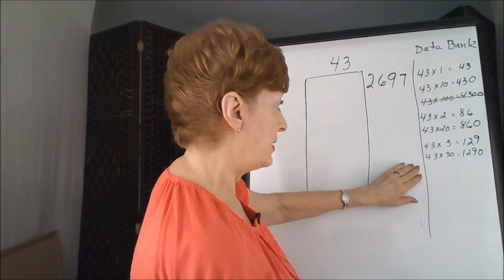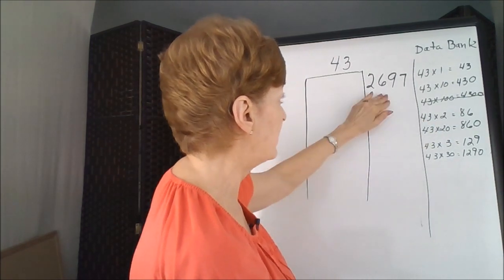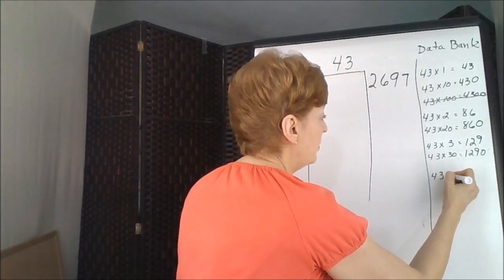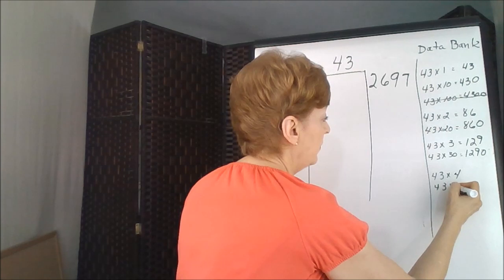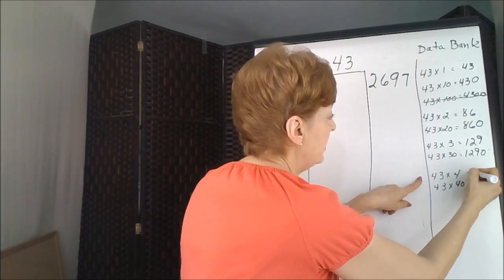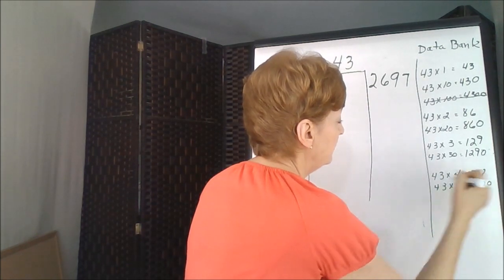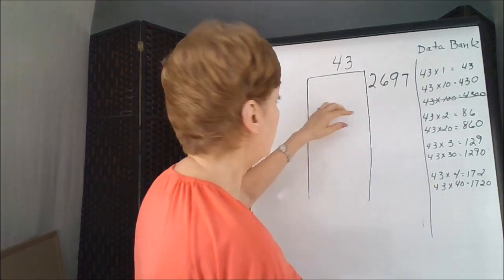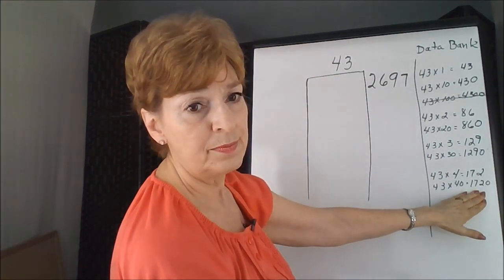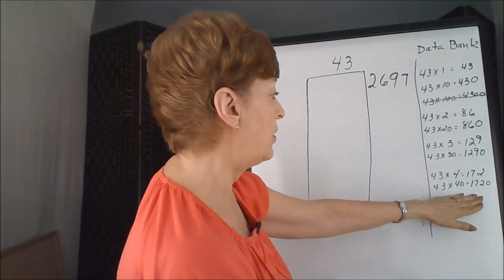I can see that I still need some room here because the 1290 is still quite far from the 2697. So let's do one more, 43 times 40, and we would get 12. Carry 1, 16 and 1 is 17, and then this one would be 1720. There's still room to go on this, but this is now getting time-consuming and unwieldy too. So let's use what we've got.